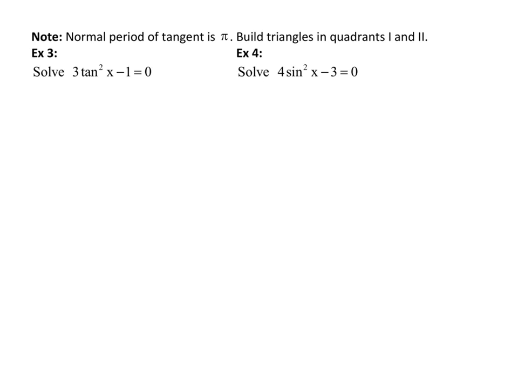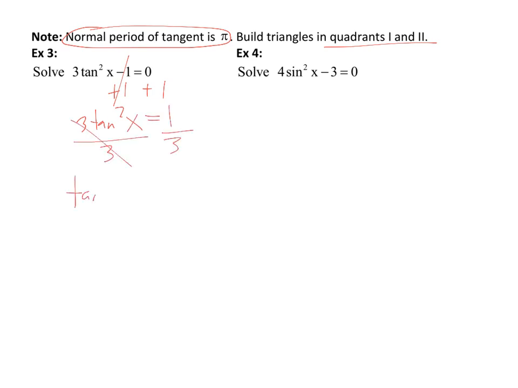Okay, let's do another example. All right, same deal as before. One exception though. Normal period for tangent is pi. So we're going to build triangles in quadrants 1 and 2 only. All right, here I'm going to add 1. We want to isolate the trig function to start. Divide by 3. I get tangent squared x equals 1/3. And now I'll take the square root of both sides. Don't forget the positive and the negative. I have tangent x equals positive or negative 1 over the square root of 3.